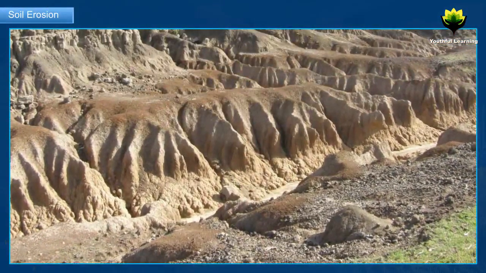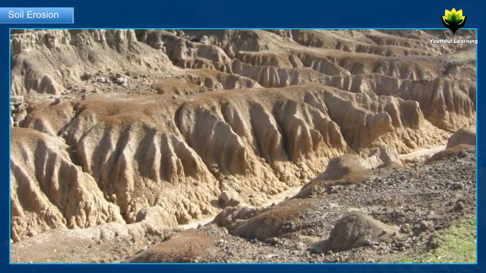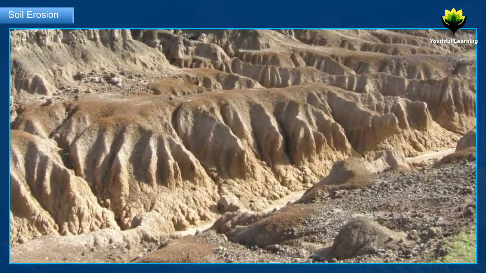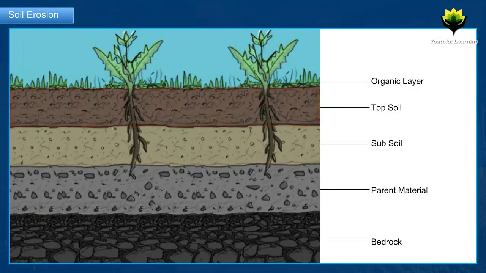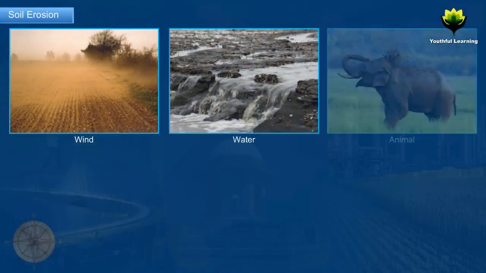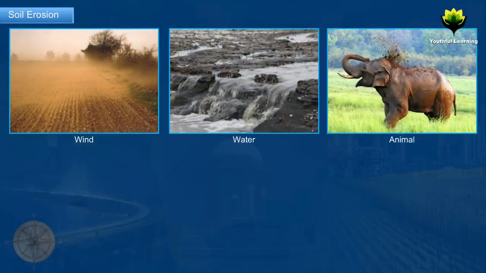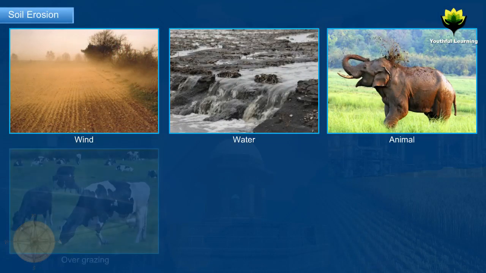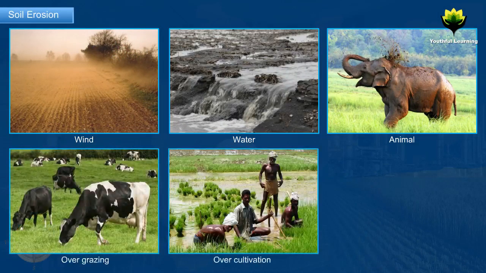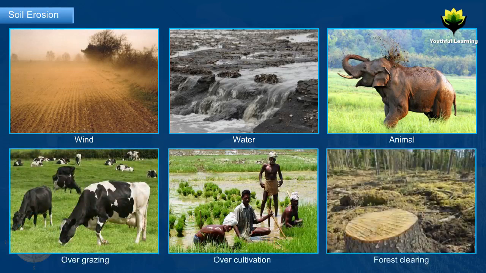Soil erosion. Soil erosion is the removal of the topsoil or the uppermost layer of the earth by wind, water, and animal and human activity such as overgrazing, overcultivation, forest clearing, etc. even before soil forming processes can replace it. It is a natural process which can be controlled but can never be stopped.